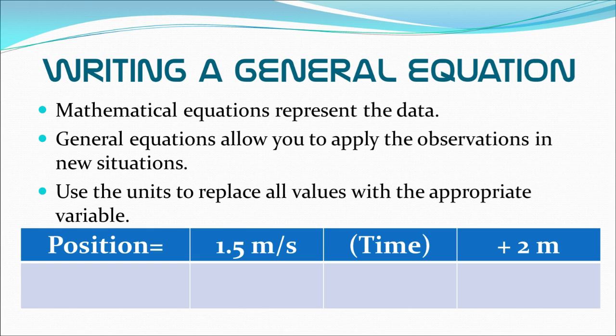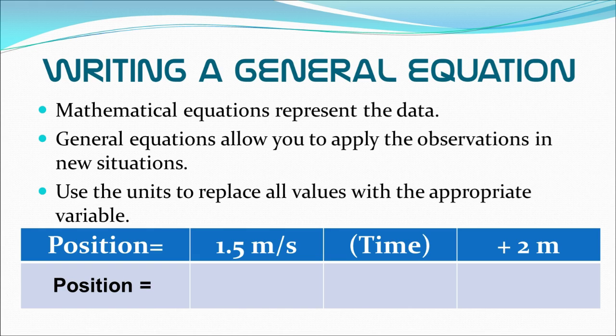Let's look at the equation here, the mathematical equation. Position equals 1.5 meters per second times time plus 2 meters. All of my parts of my mathematical equation are there. Y equals mx plus b. I'm going to drop down all of my variables. So position is already a variable. It's going to stay position.